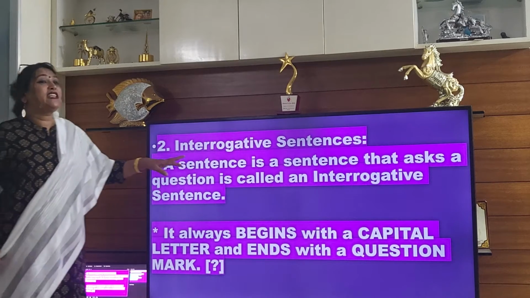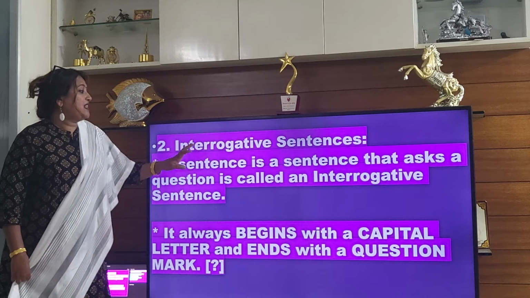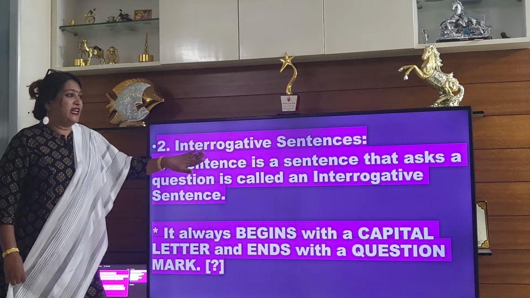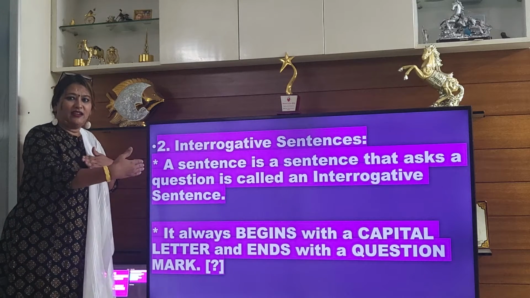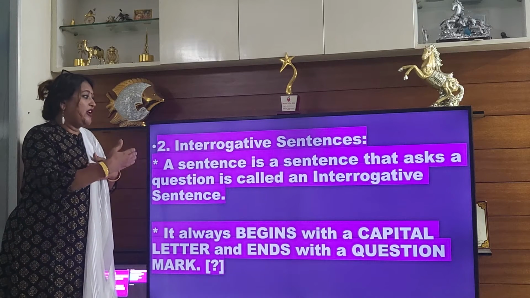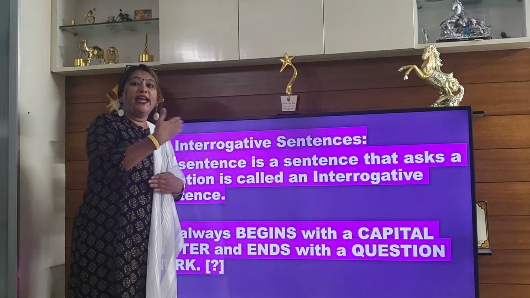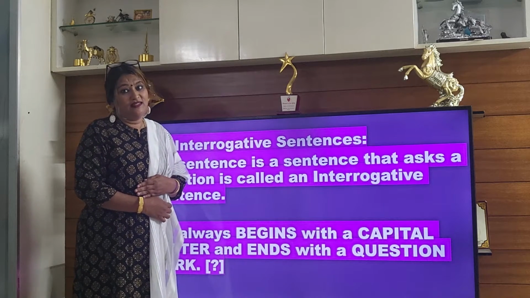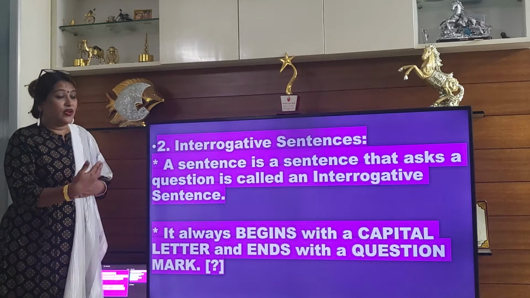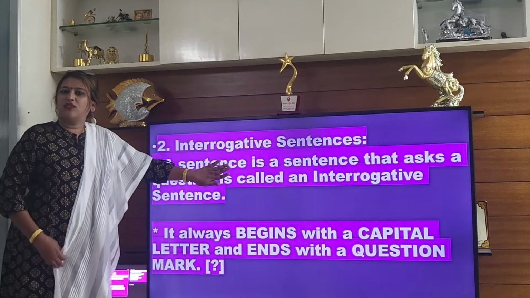Now the second is interrogative. Interrogative, the name itself gives it away. When you see an interrogative, what do you do? You ask questions. Interrogate means to ask questions. That's it you have to remember.